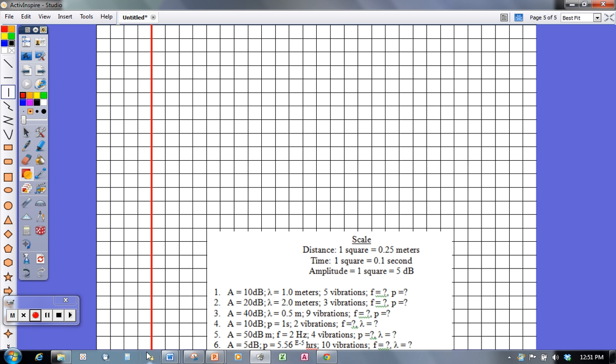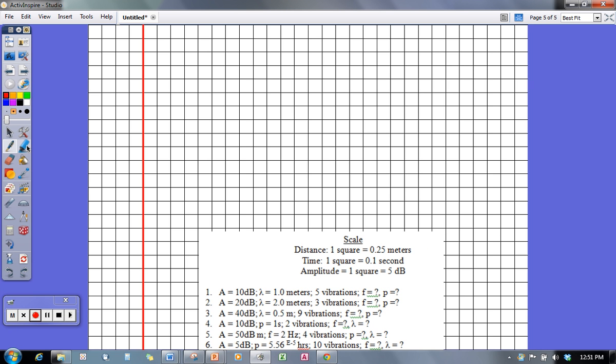So after our amplitude, we're given this symbol. What is that symbol? Lambda. Lambda, which represents what? Wavelength. So our wavelength is 1 meter. Then we're given 5 vibrations. What's another word for vibration? Movement. In this context, 5 vibrations is the same as 5 waves. Waves and vibrations are interchangeable.